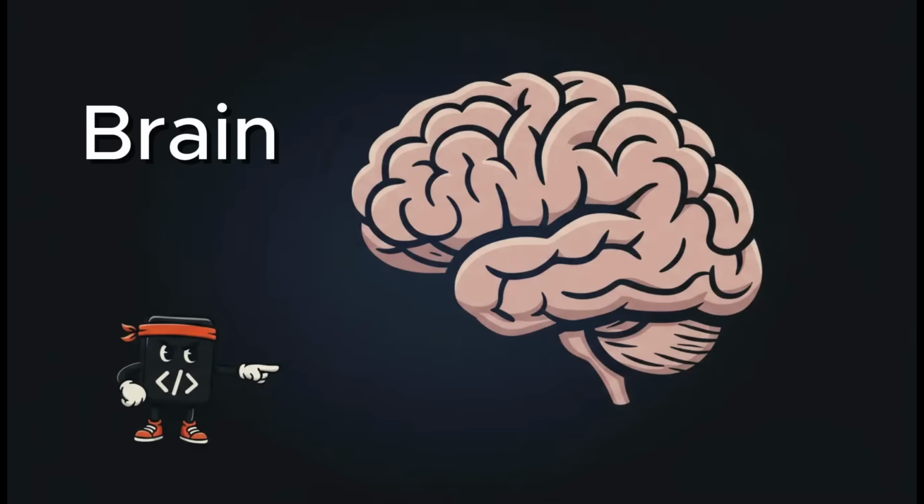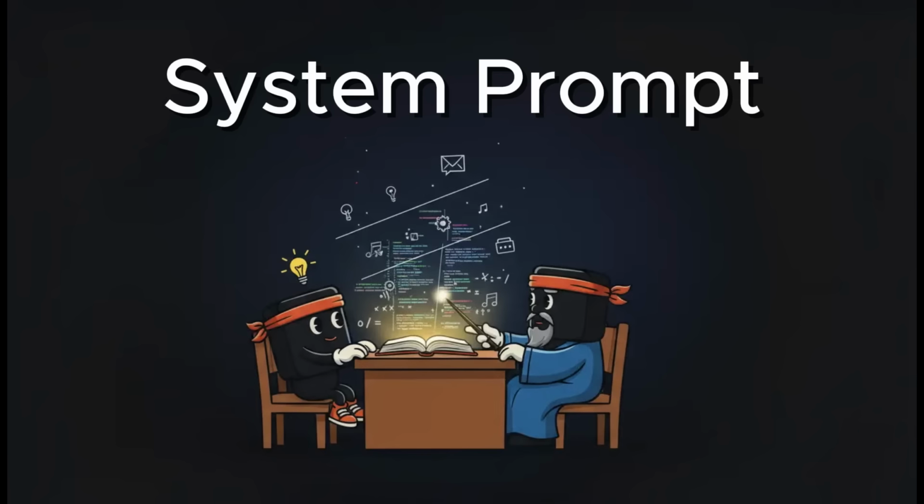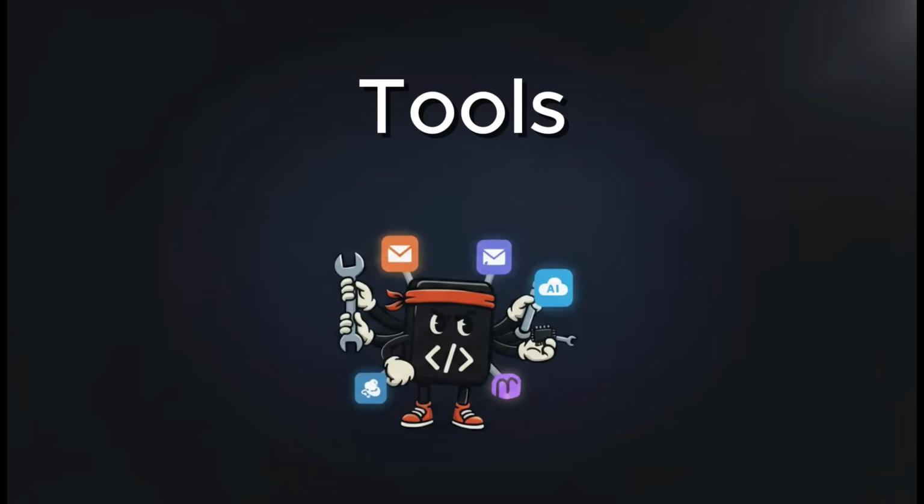1. A brain. Just like our brain helps us think, learn, and solve problems. 2. A system prompt. Think of this as the instructions or advice your parents or teachers give you to guide how you act or what to focus on. 3. Tools. These are like your hands and tools you use every day, like a pen, phone, or computer, that help you take action and accomplish tasks.